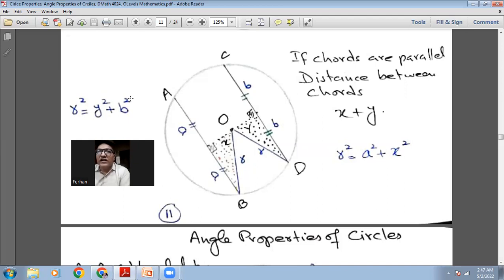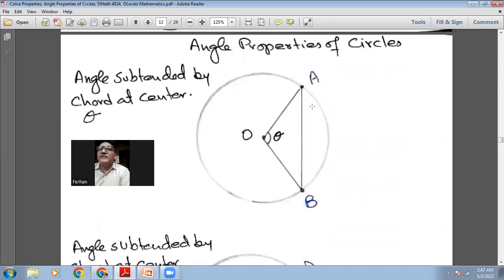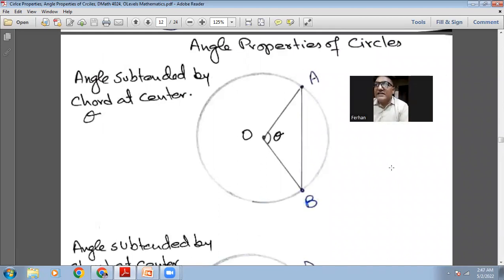So hopefully you understand a little. Here we have a chord. We have to learn a terminology, and the term is the angle subtended by the chord at the center. For example, if you have a chord AB, and you join its point A with the center, and you join its point B with the center, the angle between OA and OB, that's theta. This is known as the angle subtended by the chord at the center.